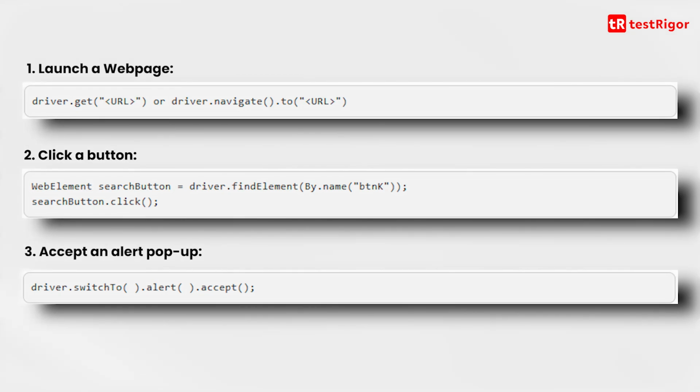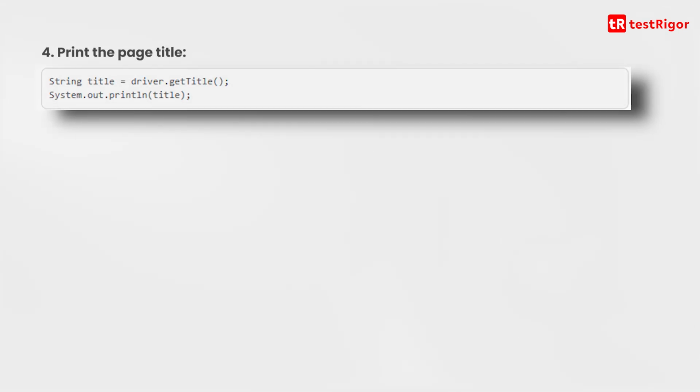Using the driver object, you can close, reject, or accept alert pop-ups. Number 4, print the page title. Selenium has a function that fetches the page title for you. You can then print it or use it however you wish.